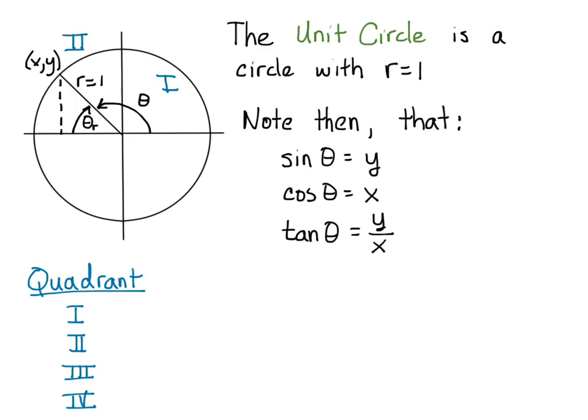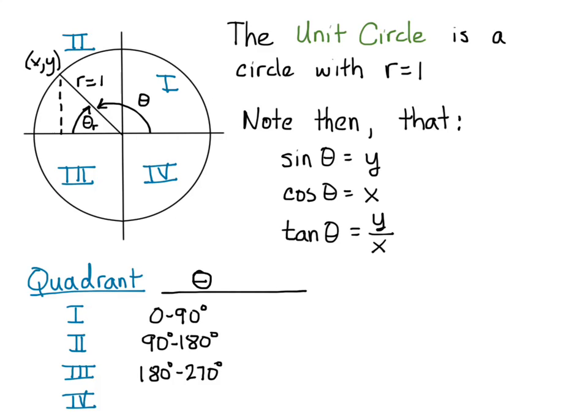So let's look at the quadrants now. We number these in the order that the angle increases. So where x and y are positive is quadrant 1, and then it goes quadrant 2, 3, and 4, counterclockwise around the unit circle. So if we look at the angles, in quadrant 1 it's between 0 and 90.